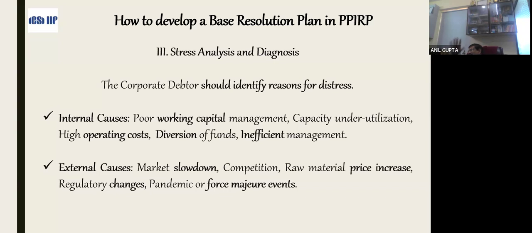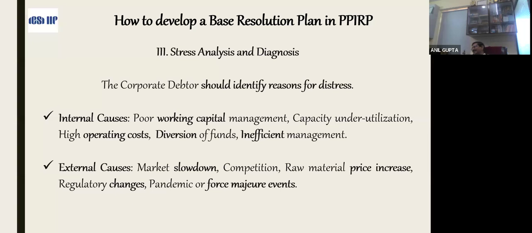With 20% capacity utilization, high operating costs, and if the labor charges are increased, or overheads like rent, electricity or employee costs are increasing, that is also one of the causes of the company facing a liquidity problem. If the company is unable to pay, then the bankers will file a case with the NCLT. Diversion of funds is also mentioned. Some companies take a loan for X purpose, but use it for Y or Z purpose, which is not correct.